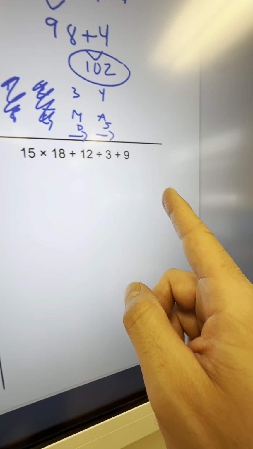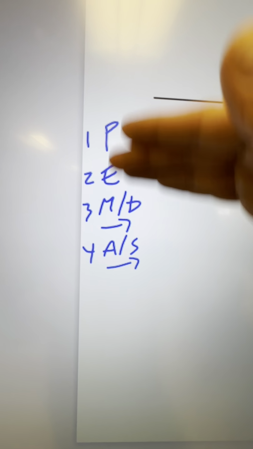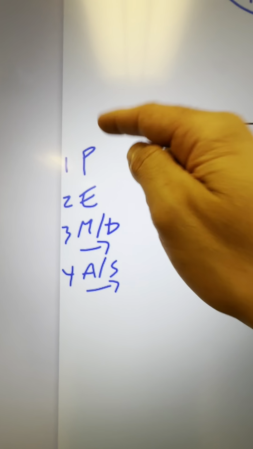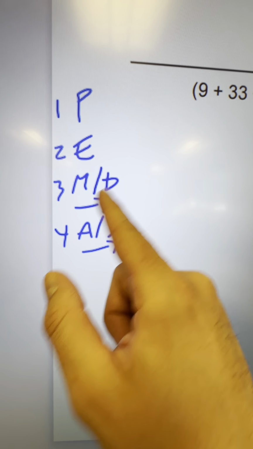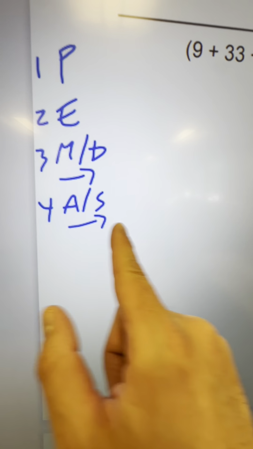Now we have 3 more examples to go. So I made my little checklist here. I made it downward this time. So step 1, parentheses, exponents, multiply, divide left to right. And the last step, add, subtract left to right.